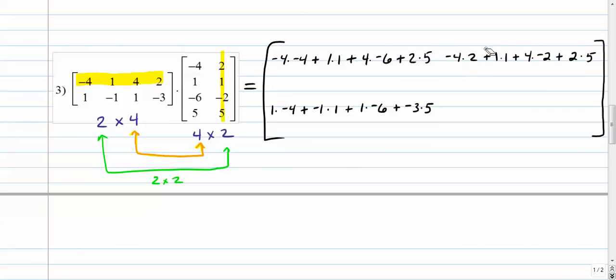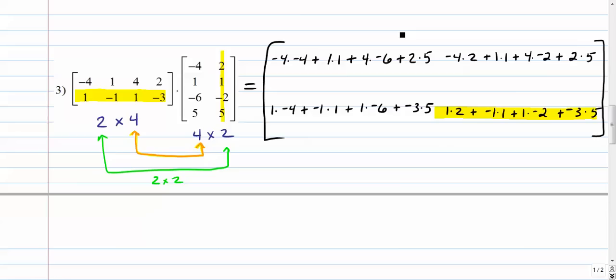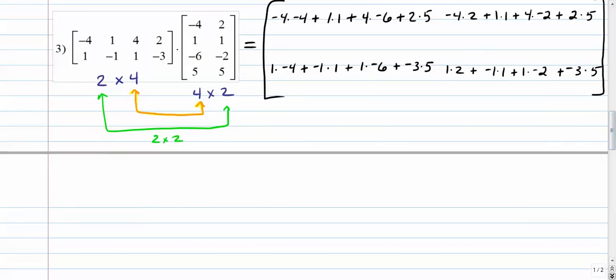And that goes there. So now we're going to use row 2, column 2, and that'll give us this entire entry. So here we go. 1 times 2 plus negative 1 times 1 plus 1 times negative 2 plus negative 3 times 5. Okay, cool. So that leaves us with all this simplification to take care of. It's not that bad though. It looks worse than it is.